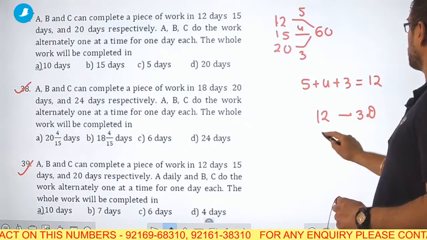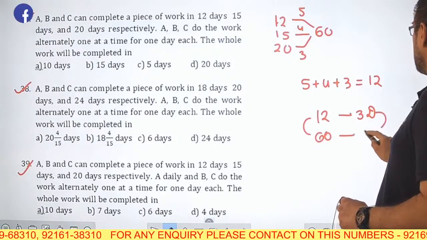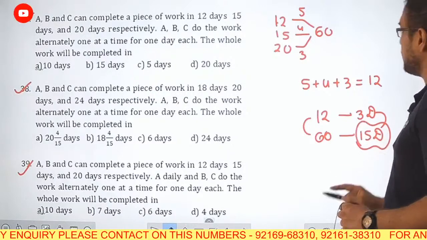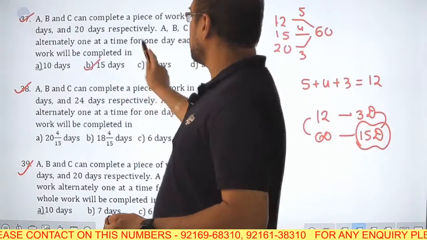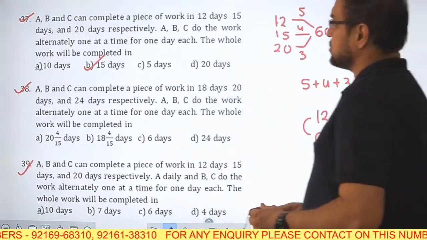So in how many days will the total 60 work be done? This is multiplied by 5, which means 15 days. So they will take 15 days. The whole work gets completed in 15 days, which is the right answer for the 37th.